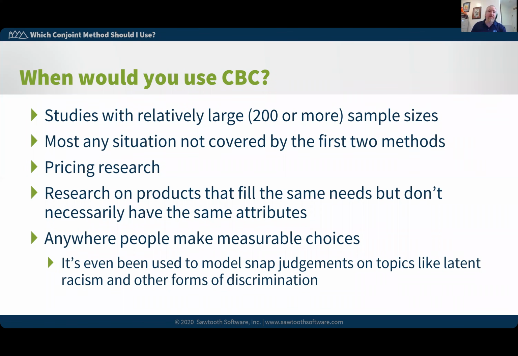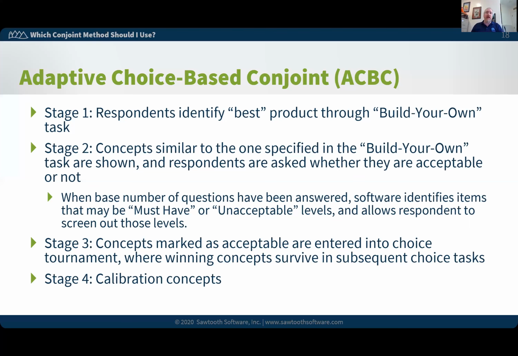All right, next topic, adaptive choice-based conjoint. We're gonna have to zip through the last couple. Adaptive choice-based conjoint is a way to do a choice-based conjoint exercise, but in a more intelligent way. So we're gonna start out with a section that allows respondents to identify the best product, so they build their own product. So you build your own computer, and then stage two, we're gonna show you computers that are similar to the one that you specified in the build your own. And we're gonna ask you a choice task where we say, hey, is this acceptable or not? That's the choice task, is acceptable or not.